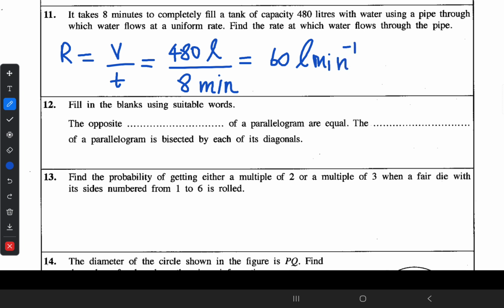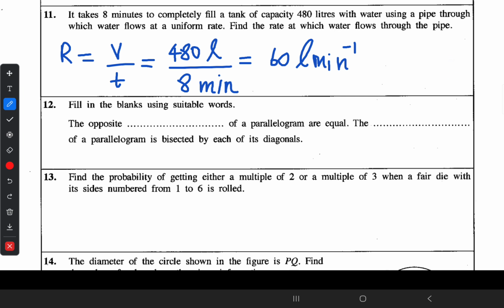If you want to convert this to liters per second also, that's possible. So instead of 8 minutes, you can write 480 seconds. That will give you 1 liter per second. Both are correct. That's your convenience. There is no restriction with the rate. So you can use whatever you want.